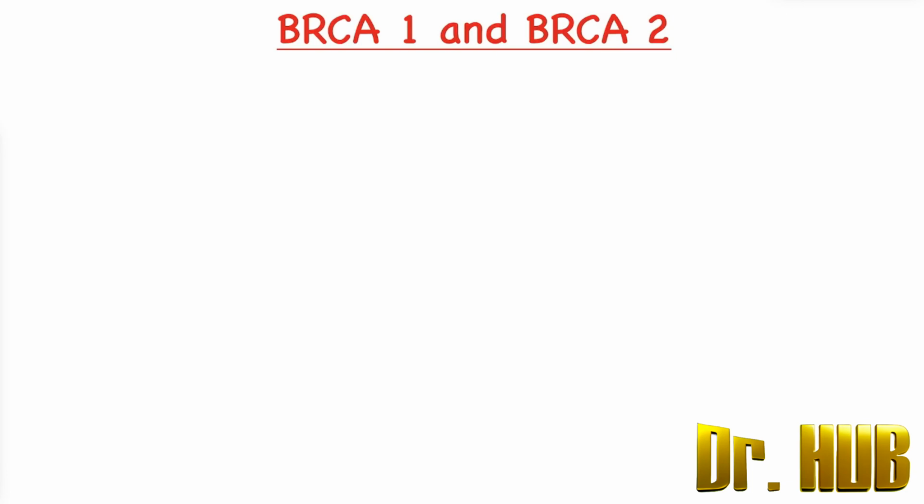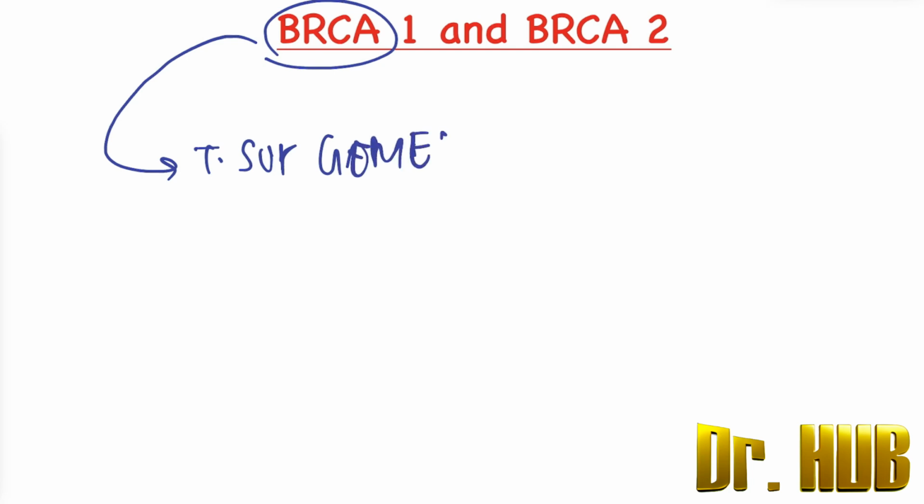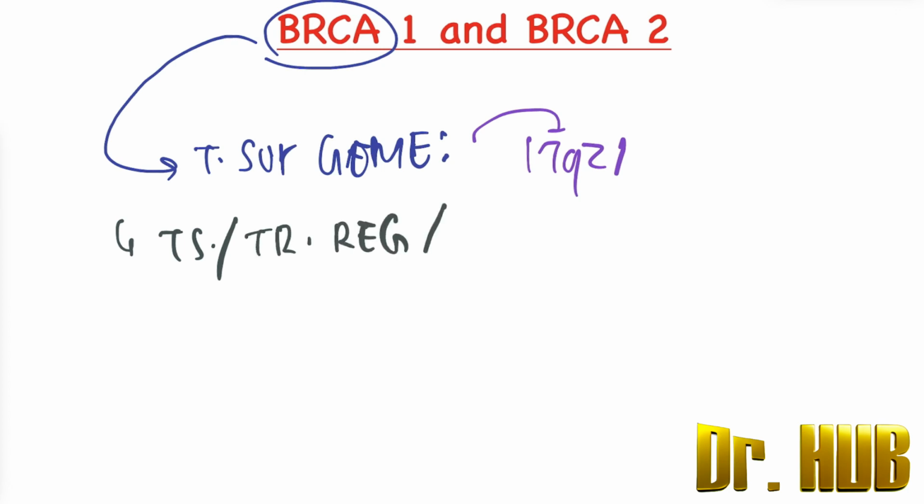Today we are looking at BRCA1 and BRCA2. To begin with BRCA1, it is a tumor suppressor gene. Where is it located? It is at 17q21. This tumor suppressor is involved in transcription regulation and the repair of double-stranded DNA breaks.